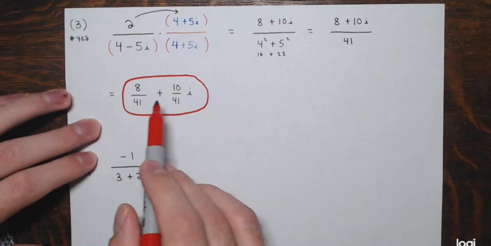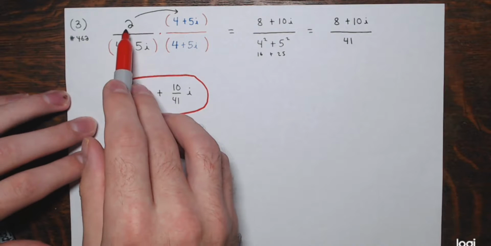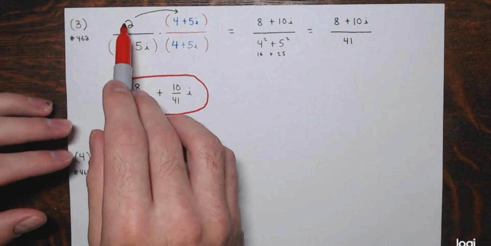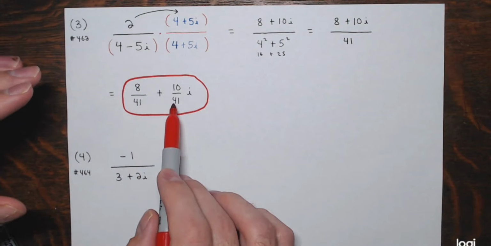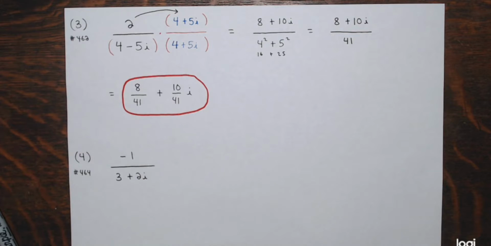And once again, I leave it to you to check, with a calculator if you want, but 2 divided by 4 minus 5i is 8 41sts plus 10 41sts i. Wonderful. All right, next question.